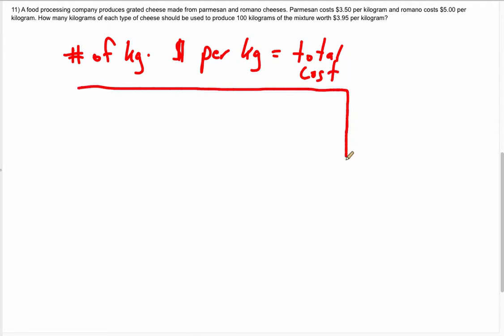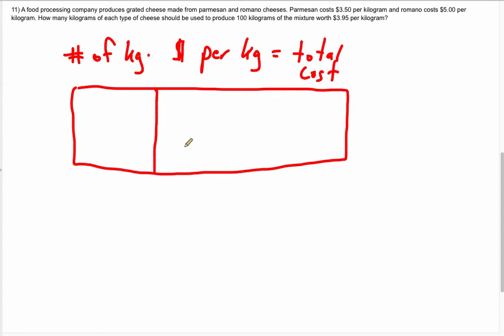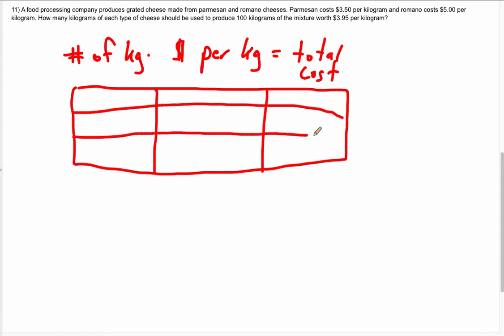Now I'm going to set up my chart. All right, finishing up this chart. Oh, that doesn't leave much room, but we'll go for it anyway.